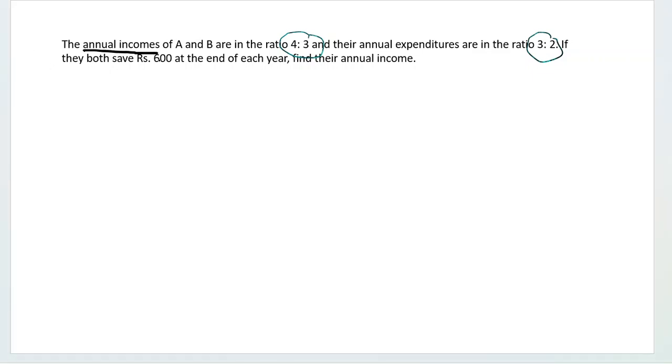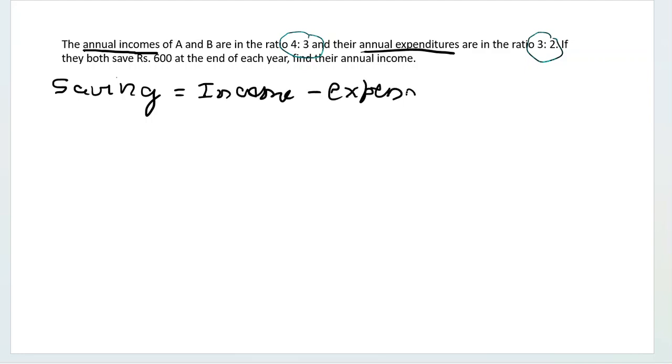We are discussing annual income. We are also discussing annual expenditure. Also observe one thing in life, that savings is nothing but income minus expenditure. So whatever your savings are, they are nothing but your income minus the expenditure. In this case, we are discussing the annual incomes of A and B and the annual expenditures of A and B.